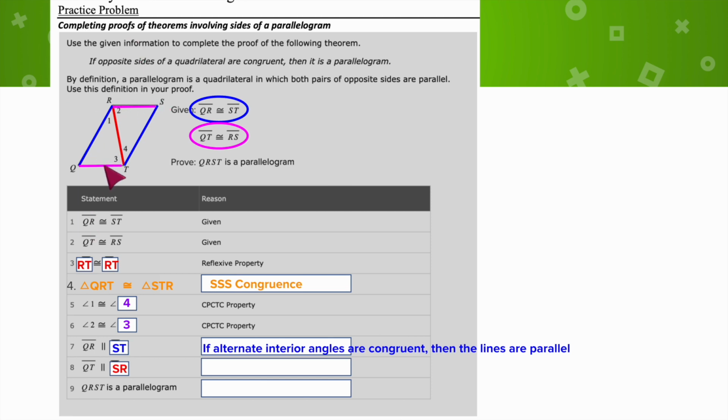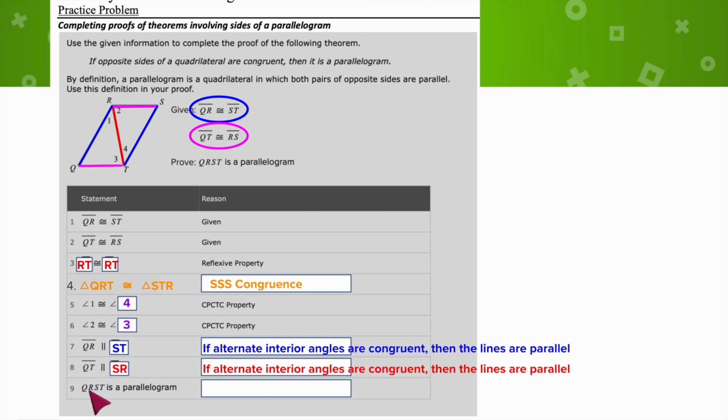Oh, I was talking about the bottom and the top for step 7. That was the left and the right side. Silly me. But same reason. If alternate interior angles are congruent, then the lines are parallel. So this is kind of stepping back to when we learned about alternate interior angles. This is going back to the first semester.